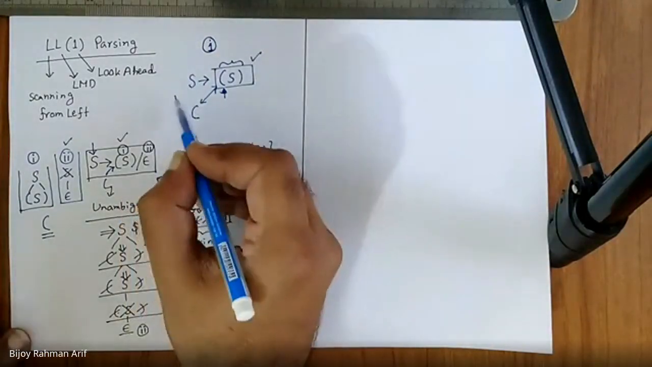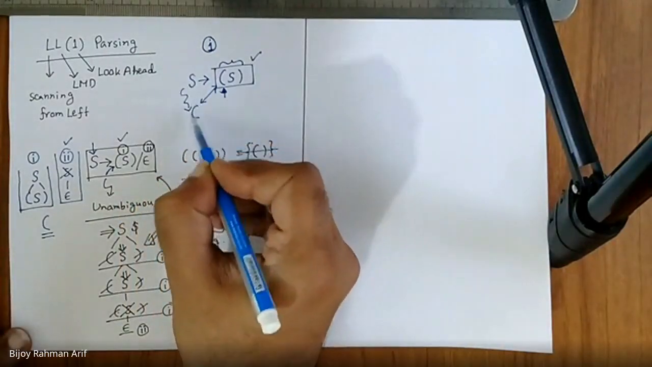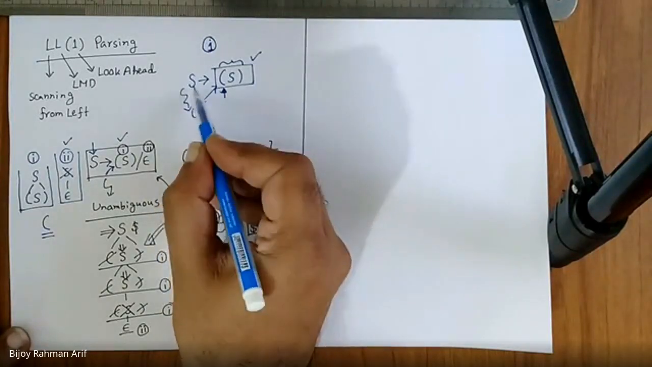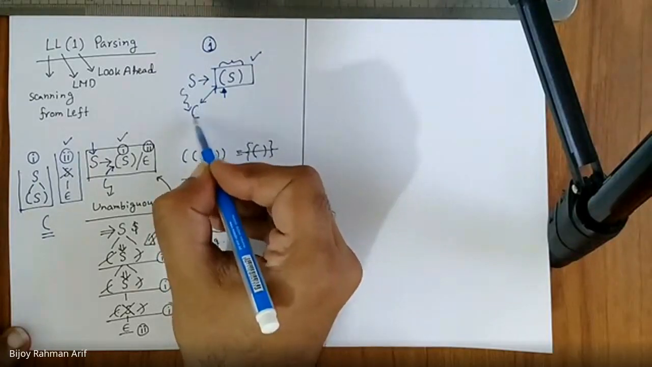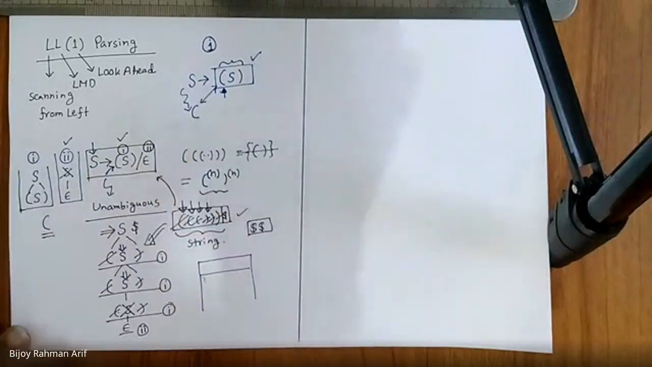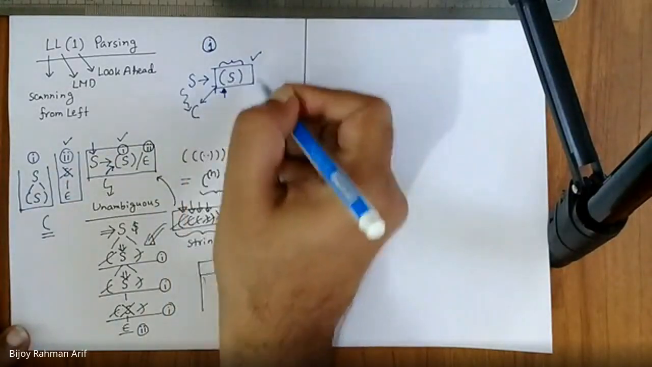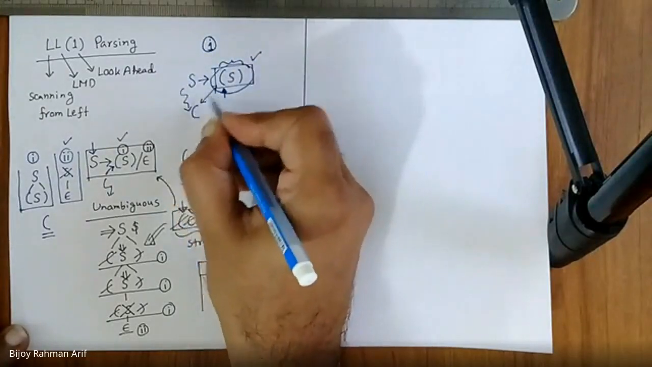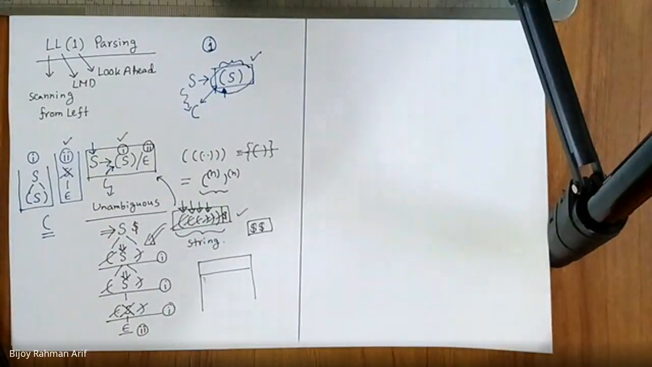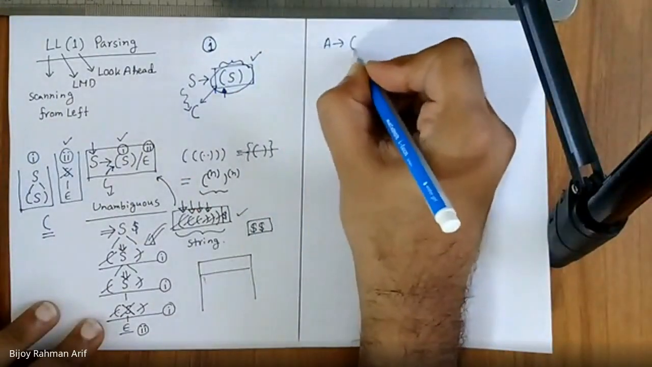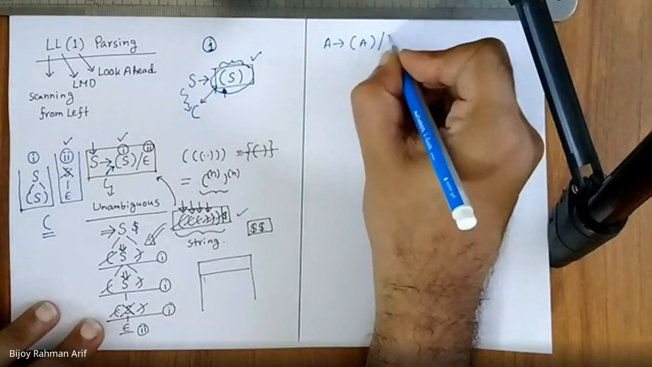From S, I'm trying to generate open parenthesis. My variable is S, and I got the character open parenthesis in the string. So I have to generate from S to open parenthesis. I can only use this production if and only if this part's first matches with this one. Otherwise, I cannot generate that one. Am I right or not? Yes, sir. For example, let's take this one: A derives open parenthesis A, and then another one is this one.